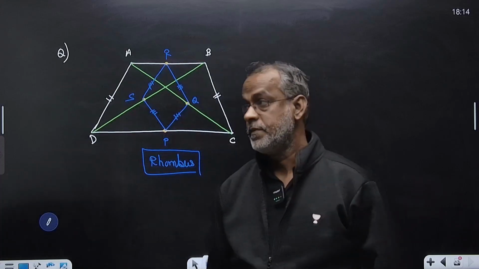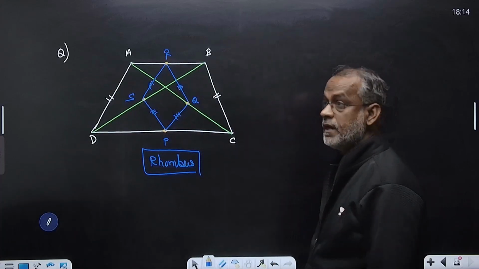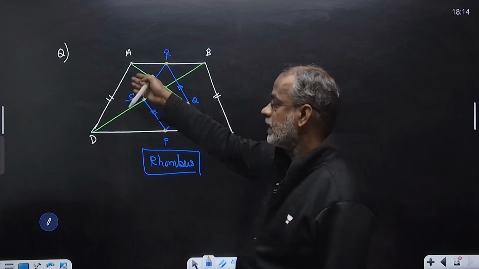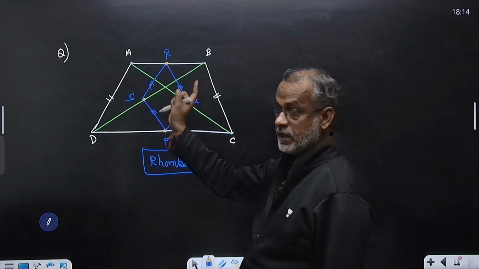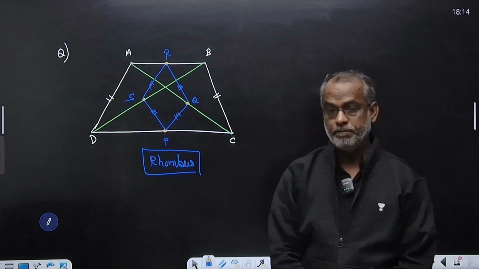Otherwise, in any case, it would have been a parallelogram. It is a rhombus because this is an isosceles trapezium.